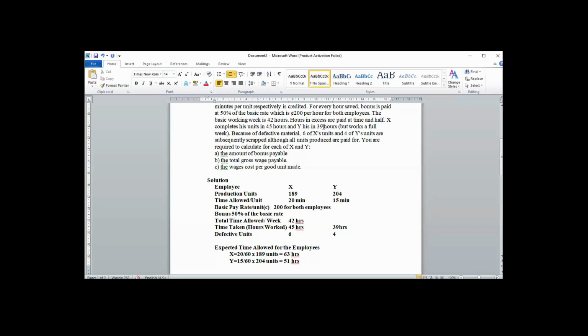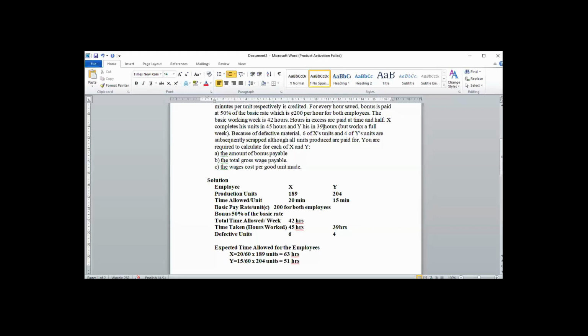So basically they are saying the basic working week is 42 hours. That is what they will use to pay them their basic rate. Whether you work beyond it or not, they will still use the basic rate to pay you. They will pay you overtime for anything in excess, anything beyond 42. We'll calculate it one after the other. Don't worry, bring up your question and we can attend to it one after the other.